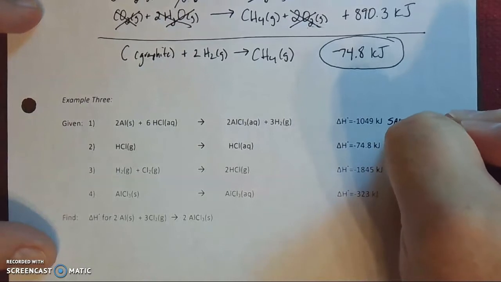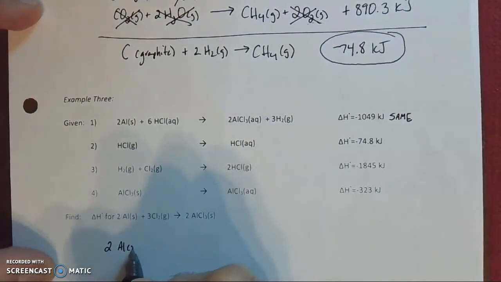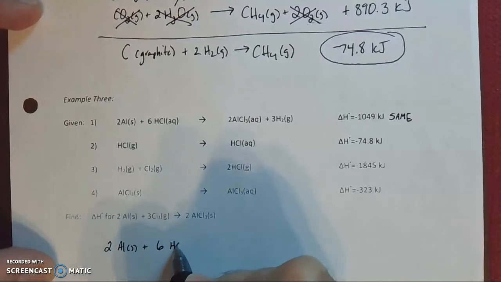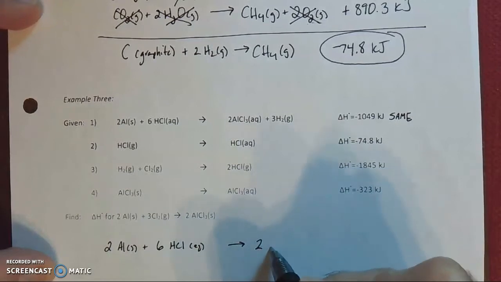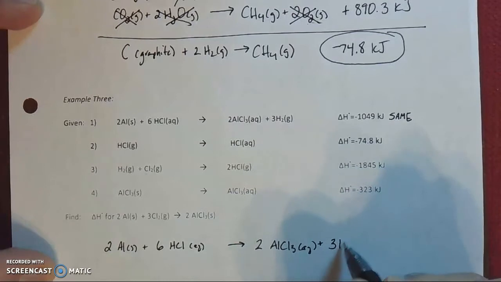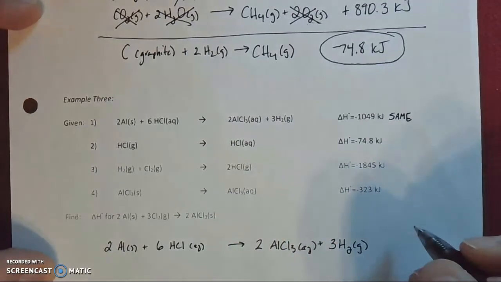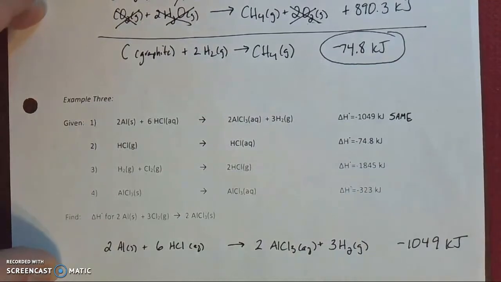So I'm going to keep this equation the same, and then I'm going to rewrite it. 2Al solid plus 6HCl aq. Remember, aq stands for aqueous. Yields 2 aqueous aluminum chlorides plus 3 hydrogen gas. So negative 1,049 kilojoules.